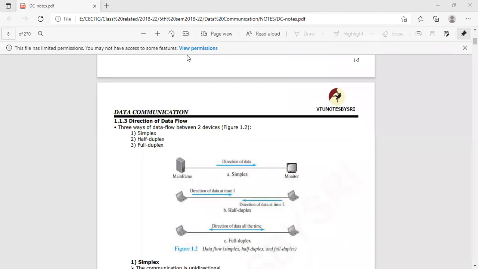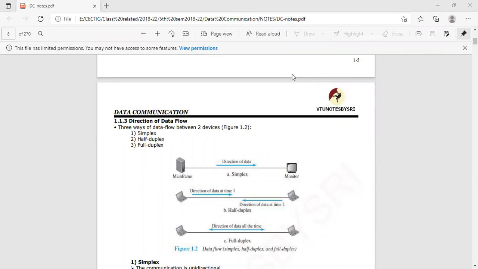There are three ways in which the data is actually flowing: the first one is simplex, the second one is half duplex, and the third one is full duplex. So I repeat, there are three possible ways: simplex, half duplex, and full duplex. Now, what is the process of these three?